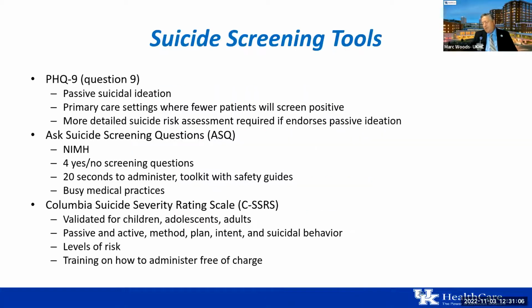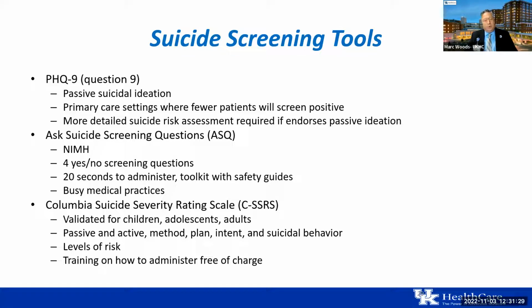The next slide should be a few tools as we talk about suicide tools. Before we show you what we use at UK Healthcare, we wanted to introduce to you that there are other tools that other organizations may use, and you really just have to find the one that fits your practice. We've listed 3 here. The last one is the Columbia Suicide Severity Rating Scale.